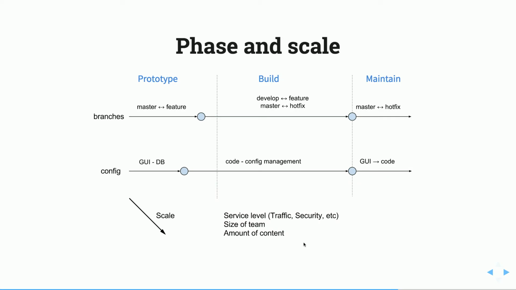So, thinking about working in the user interface and then switching to working in code and through config management, and then back potentially to the user interface on a production site to just get changes quickly, like small changes, smartly changed up on the production site, depending on the scale of the project and what the requirements are, the traffic and security expectations, the size of the team, and maybe the amount of content that's on the site.